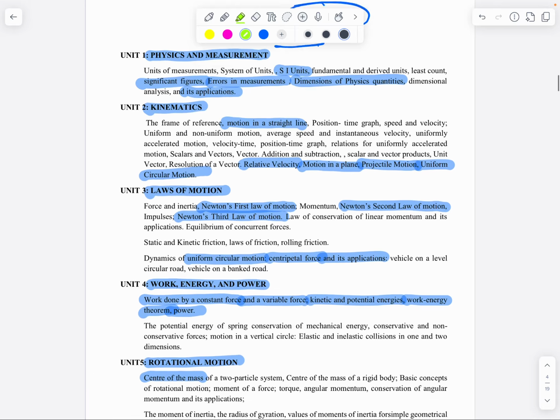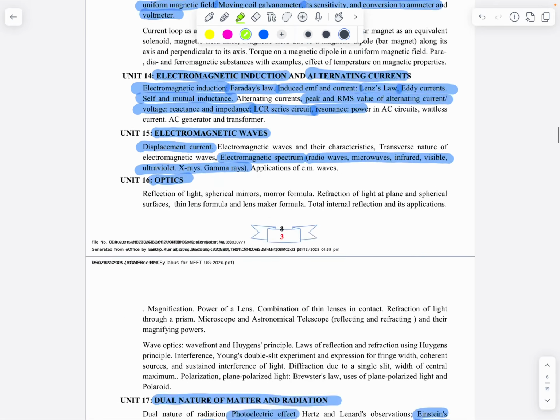So this is the physics section done. Let's move on to the chemistry section.